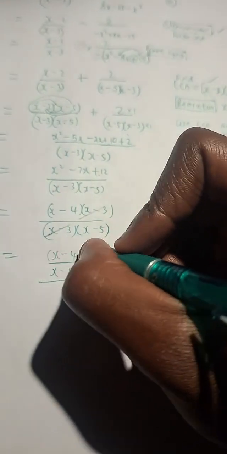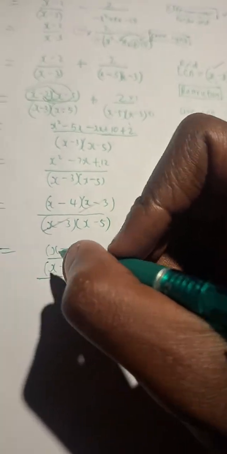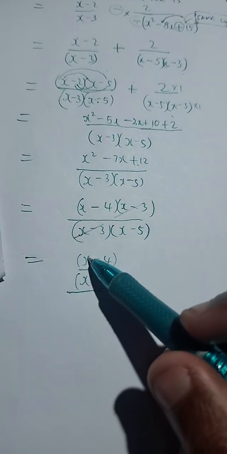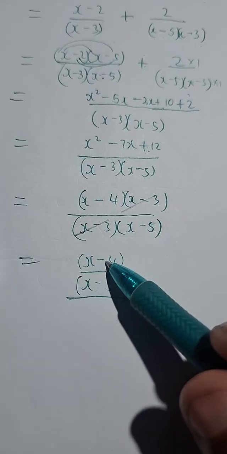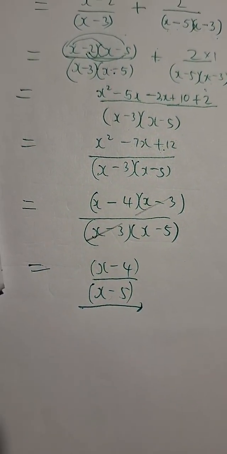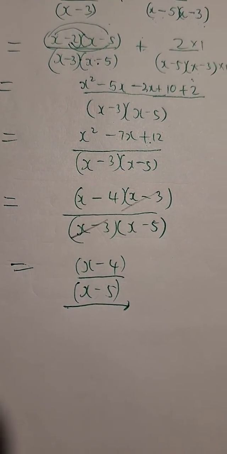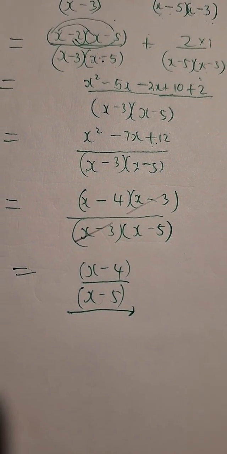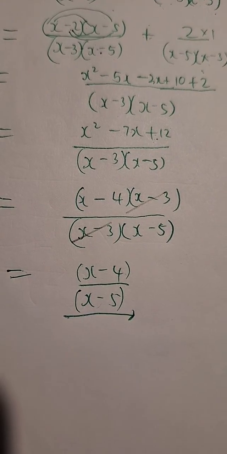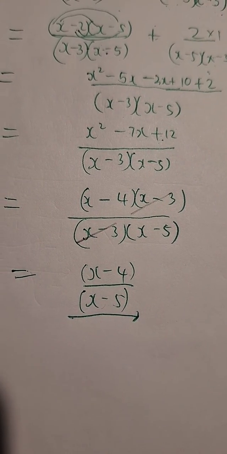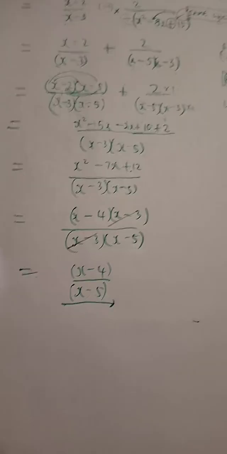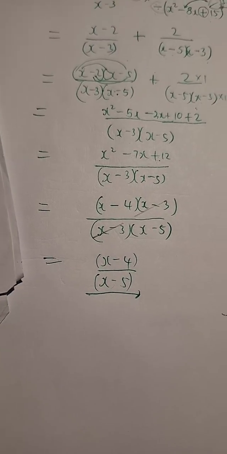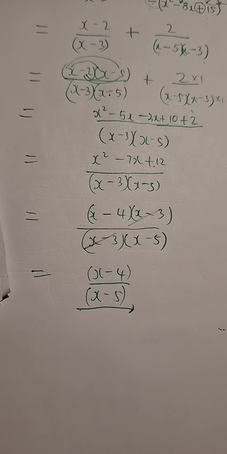Now I know some people think you can cancel this x and this x. You can't. Guys, we can't cancel across an addition and a subtraction sign. We leave the answer as this. Okay. We cannot cancel across an addition or a subtraction sign. We can't.